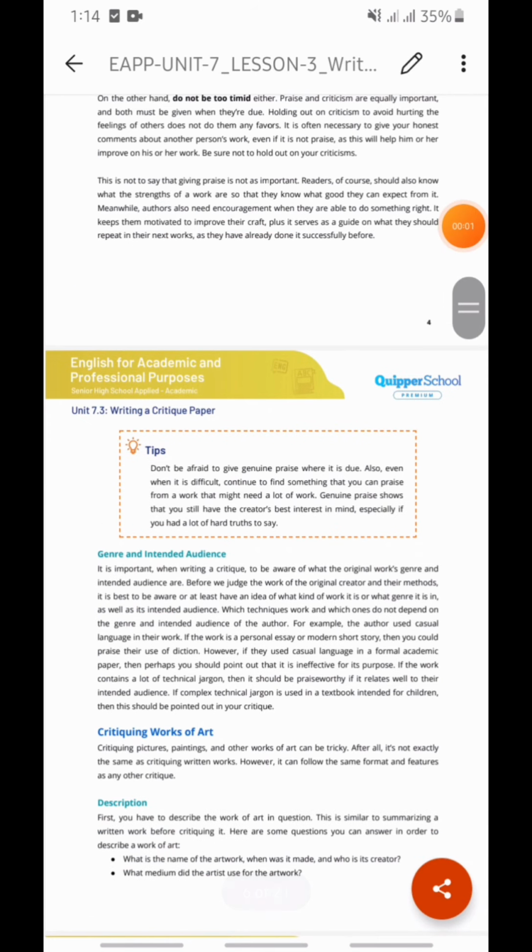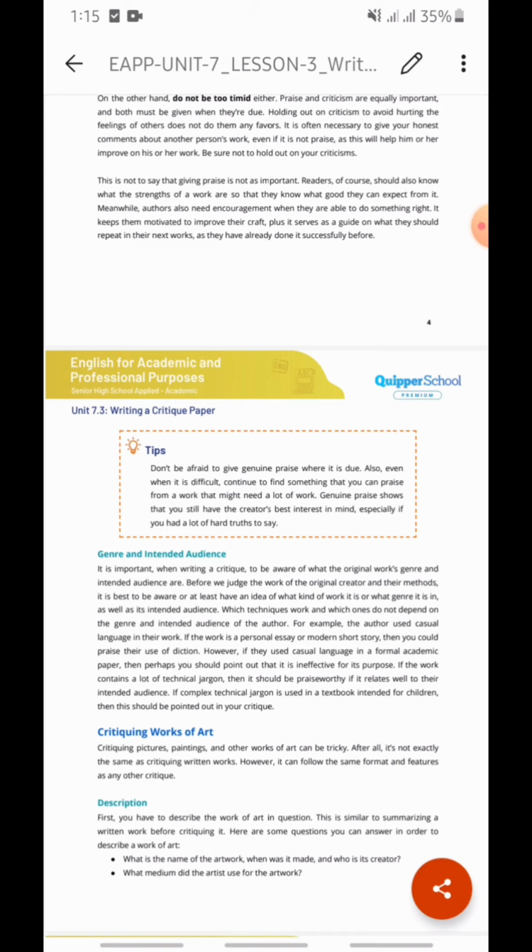So, genre and intended audience. It is important when writing a critic to be aware of what the original work's genre and intended audience are. Yes, dapat yun na makabalo ka kung sa imong mga audience. Kung intended ba siya sa audience, nakana na genre or dili. Kung sa ang dapat na i-avoid para makabalo ka. Before we judge the work of the original creator and their methods, it is best to be aware, or at least have an idea of what kind of work it is, or what genre it is in, as well as its intended audience.